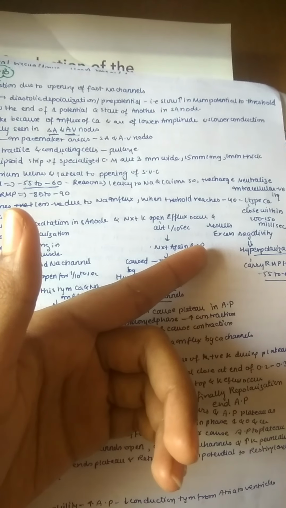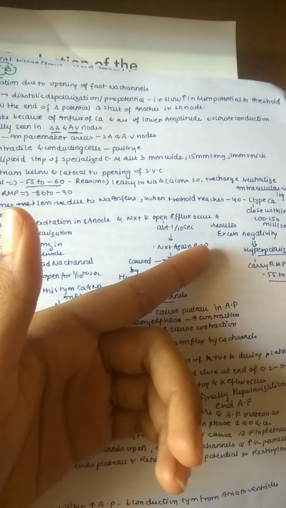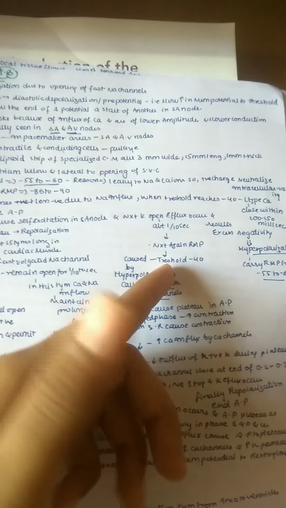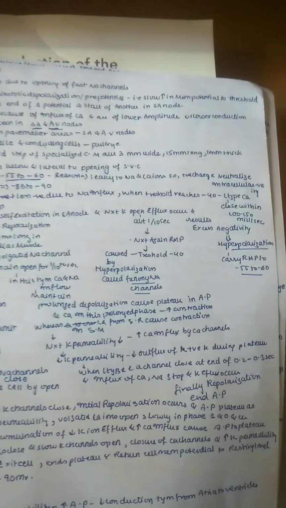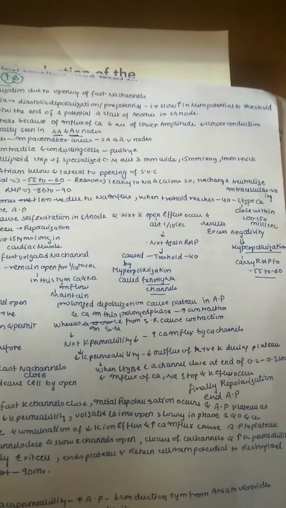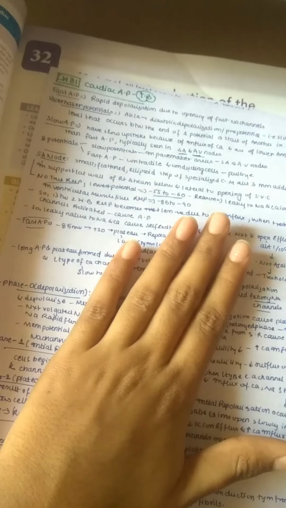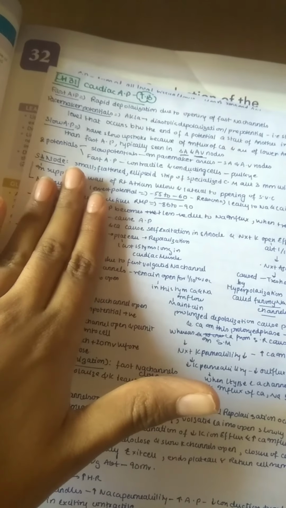So actually what happens, after this potassium efflux takes place, again after some time the resting membrane potential is achieved, and after that the threshold becomes again -40, and this is caused by hyperpolarization. So remember that. So understand the process, same like our SA node RMP.